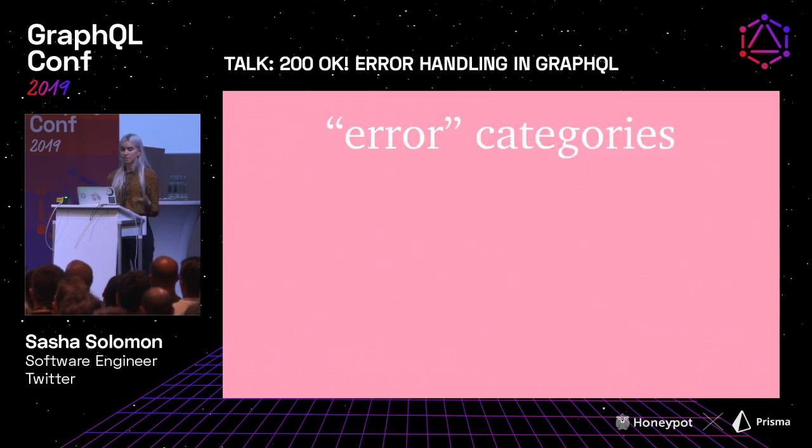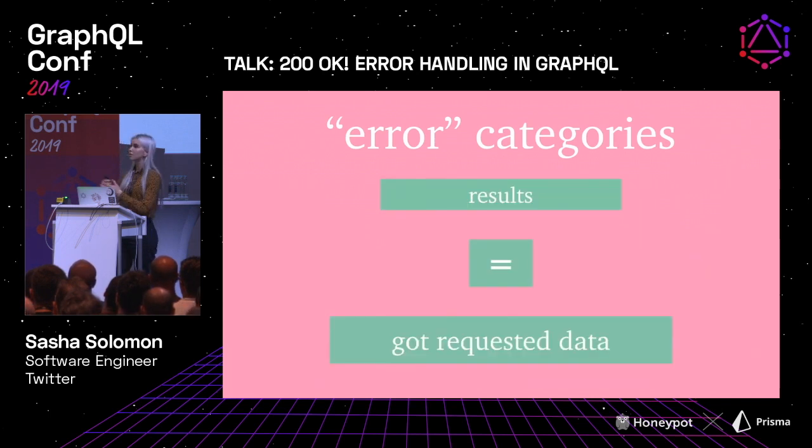So in this sense, for these error categories for results, I would say these results are, we did get our requested data. We asked for a user, and we're getting some sort of state of a user back. It's not necessarily what we suspected or expected, but we are getting a result back.